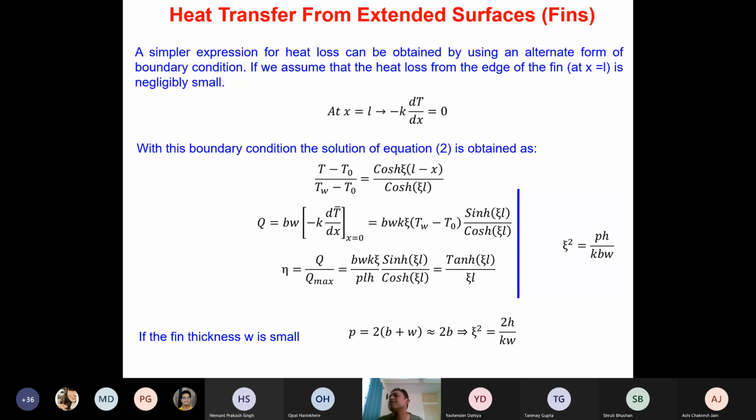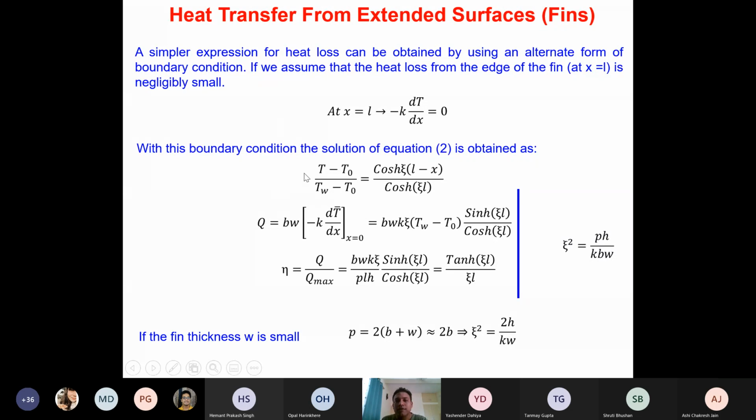But there is another interesting assumption people use. The assumption is that by the time we reach the end of the fin, all the heat that is being conducted towards the end has already been exhausted by convection. That is a realistic assumption, because fins are designed in such a way that by the time it reaches the end, it should already be dissipated, isn't it?